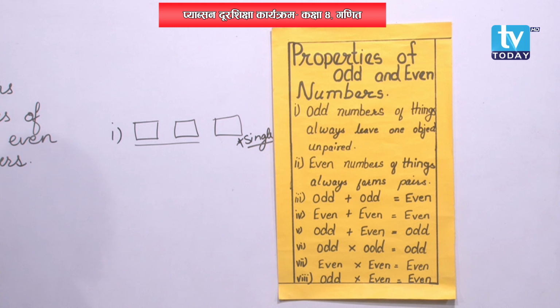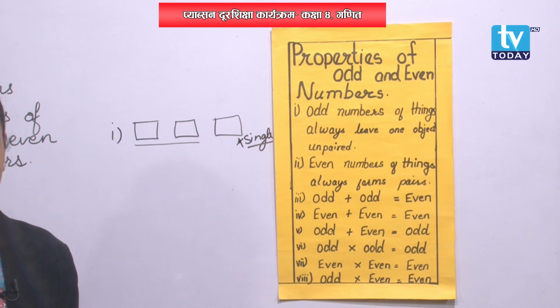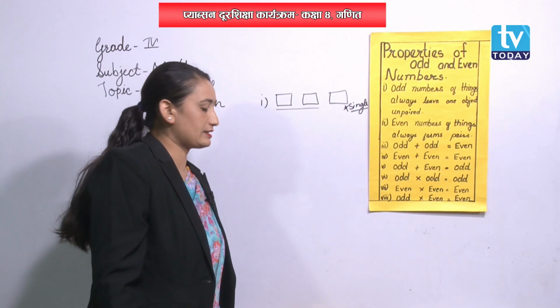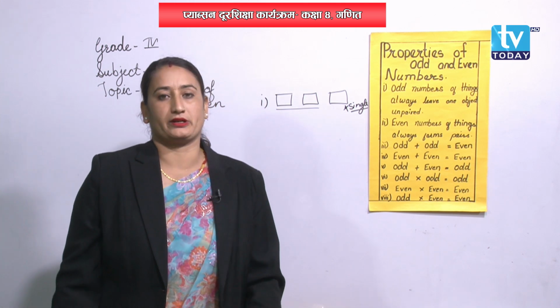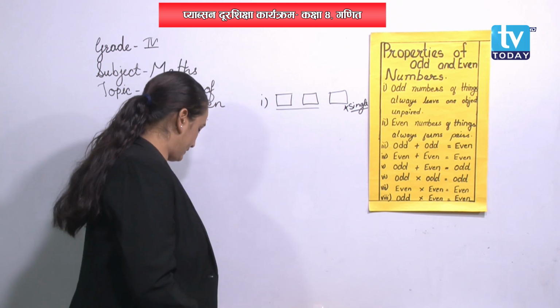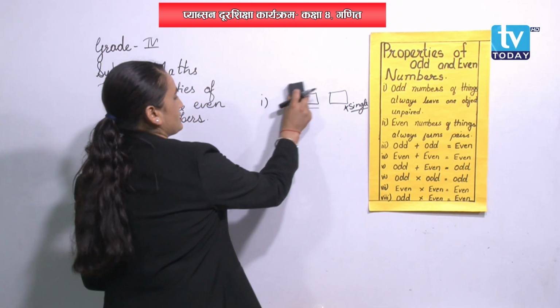Do you understand? So when we separate the numbers 1, 3, 5, 7, 9, 11, that means they are all odd numbers. Okay, they don't have any pair friends. They will leave one unpaired. Okay, shall I go for the second one?